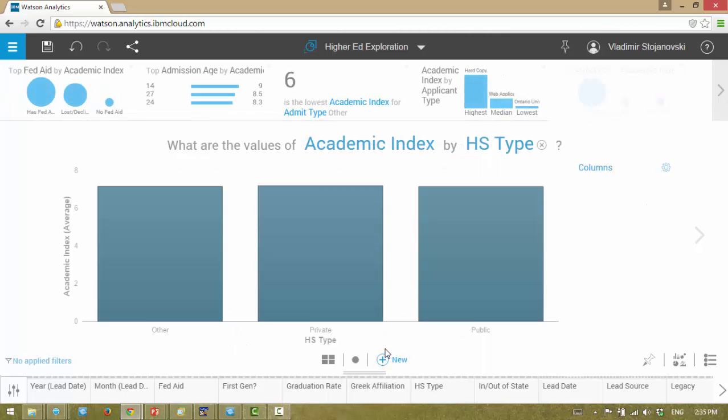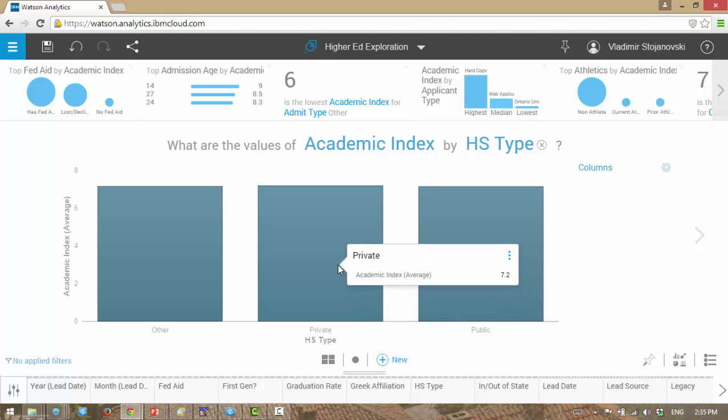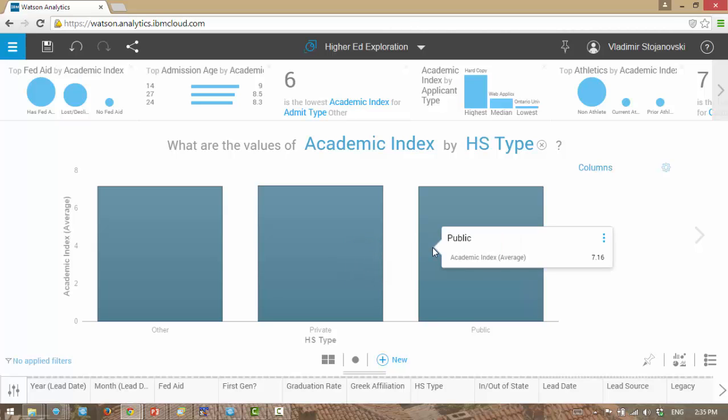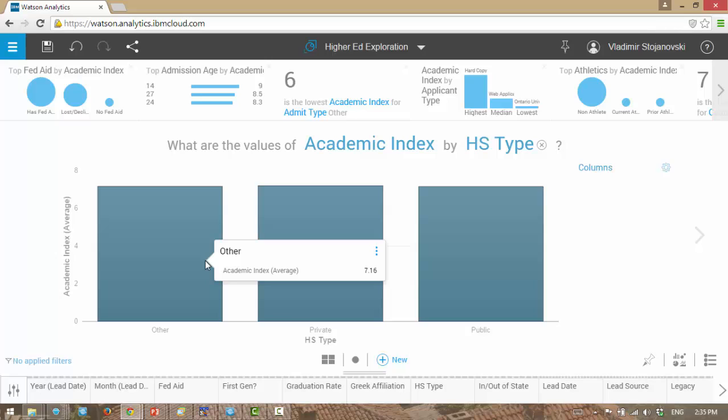And again, Watson Analytics creates a visualization that did not exist before. No power user had to create this visualization for me. And what I find here is obviously the answer to my question, and that is that there's very little variation between the different types of schools. Private is at 7.2, public slightly lower at 7.16. And there's a category of other as well, which is the same as public.